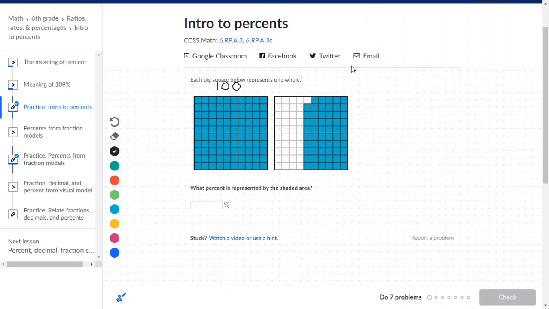Now over here on the right square, I've got 1, 2, 3, 4, 5 columns that are all completely filled in. And I note there's 10 in each column, so I'm going to say that that is 50. And then on this one that's not all the way filled in, I've got 9 out of 10. And now to find my percentage, I just need to add up these three numbers, and that will get me 159.